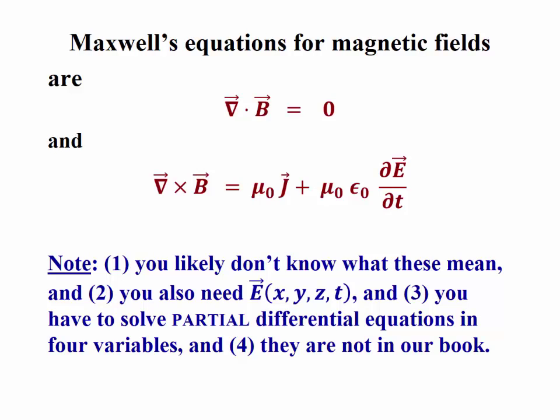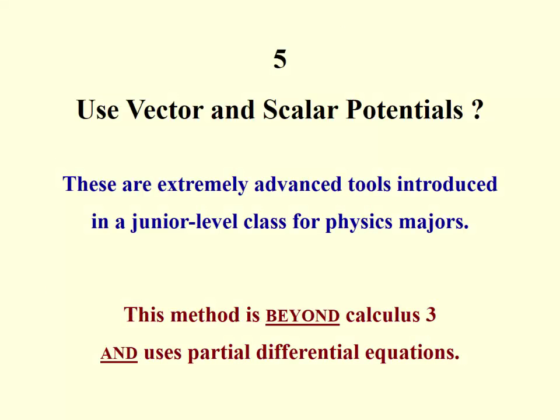That says that it's not like electric fields. And the second one says the magnetic field curls around currents. Again, you don't know what these symbols mean in most cases, and even if you do know what they are, you realize we would need to know the electric field as a function of x, y, z, and t, and then solve what are actually partial differential equations to evaluate these. For that reason, they're not in our book, and they're well beyond the topics that we do in this course. But they are the ideal way to look at electromagnetic fields that are produced by currents in an antenna, for example.